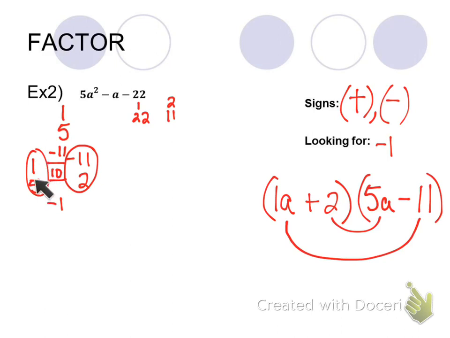Okay, so the ones from the first bubble have to go in the fronts. The ones from the second bubble have to go in the backs. But they don't necessarily go in the same parentheses as we lined them up here. They kind of flip-flop around. Questions about number 2? We ready to try another one?